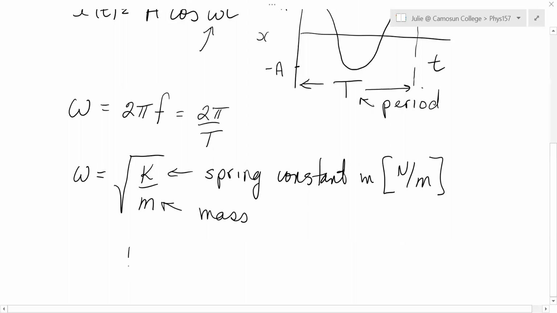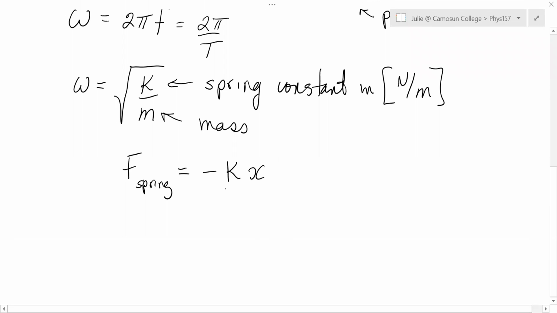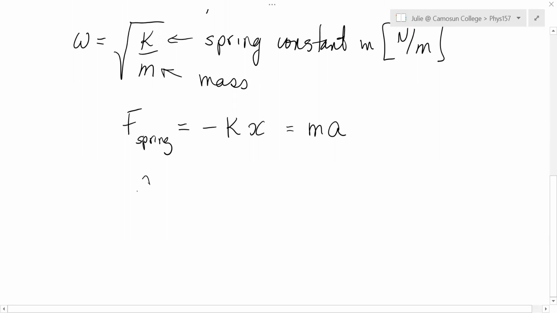Now this k we also saw from Hooke's law. It comes from the spring force, which is negative kx. The negative is because if you pull the mass to the right, x is positive, and the force of the spring is pulling it left. That's why there's a negative. Now this spring force is the only force that acts on the mass, and so this is also equal to m times a. So the acceleration at any given time is equal to negative k over m times x.